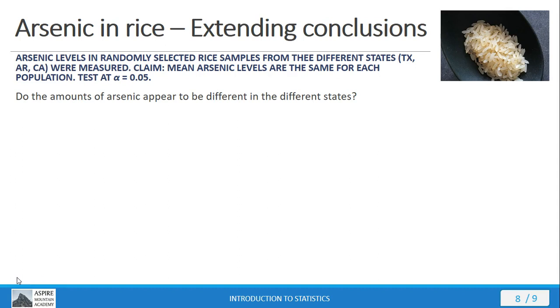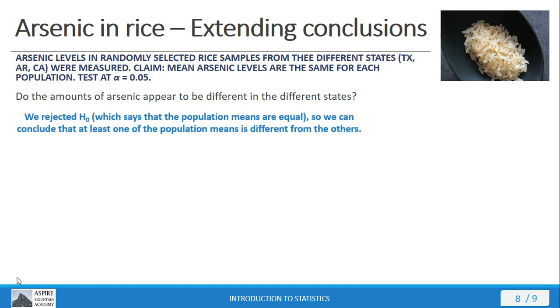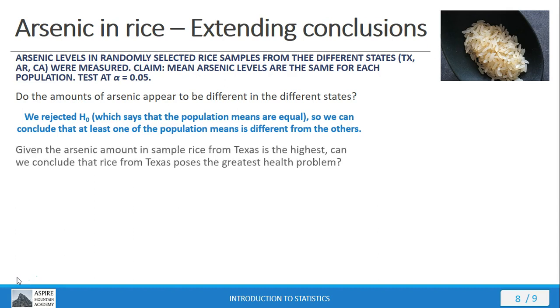Okay, let's check out our answer here. Do the amounts of arsenic appear to be different in the different states? Well, we rejected the null hypothesis. The null hypothesis says everything's the same. We rejected that, meaning it's false. So at least one of those is going to be different from the rest. So yeah, the amounts of arsenic do appear to be different for at least one of the states.